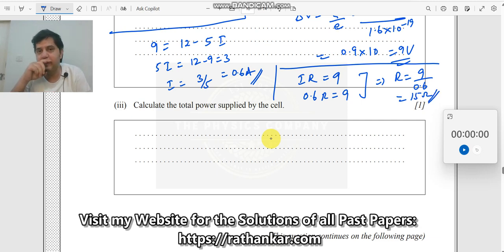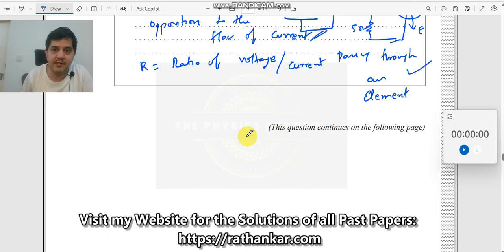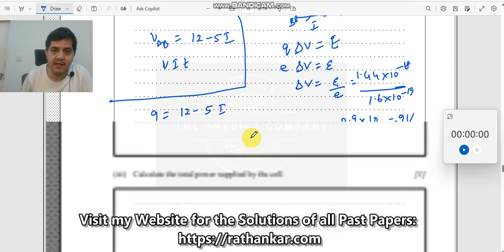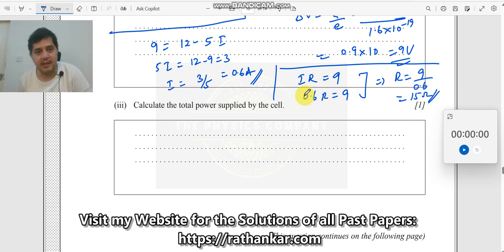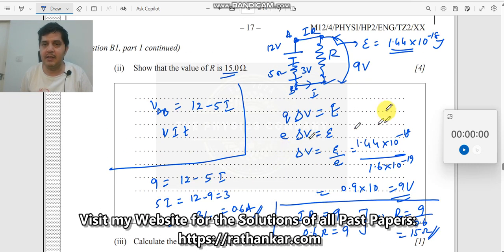Though this appears to be a very big problem, there is no other way, so you need to do all these steps. If you did not understand a part of it, you can put your comments so that I can do it once again. Thus you have proved R equal to 15 ohms, which is for 4 marks.